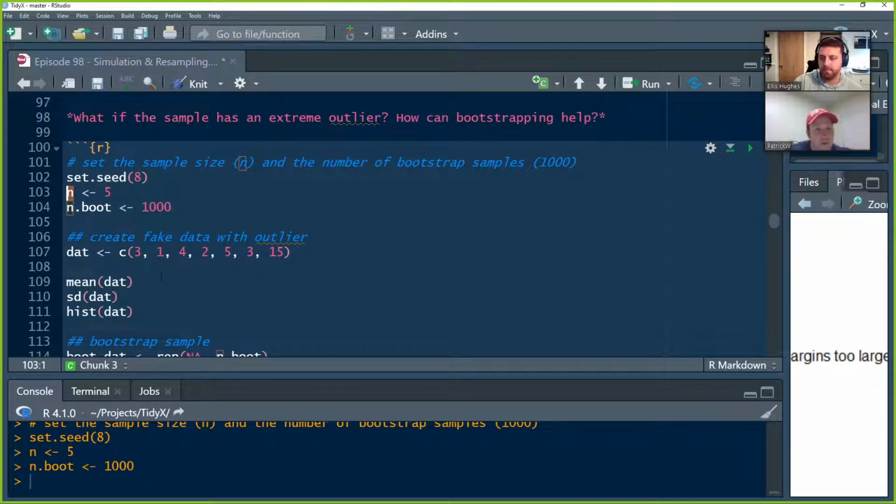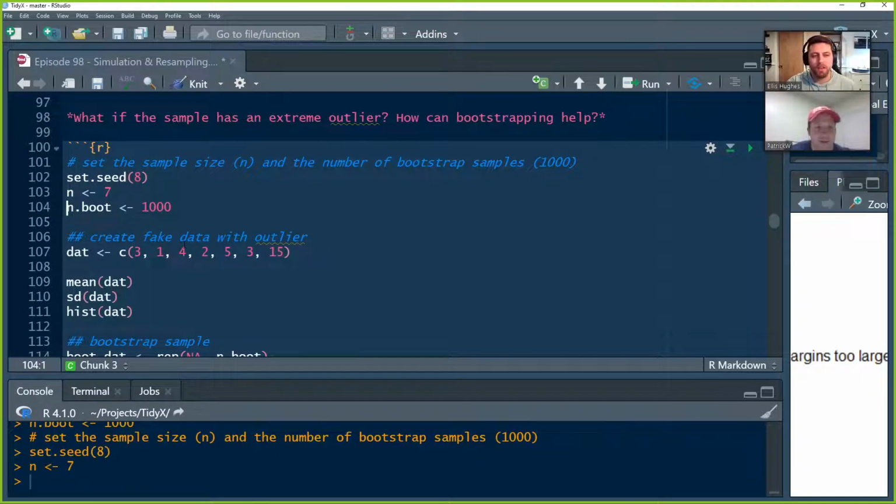Actually, it should be 1, 2, 3, 4, 7. Sorry. Yeah. There we go. 6. Okay. So we have data that has an outlier 7. Oh, 7. Not bad. There we go. All right. We're not good at math.